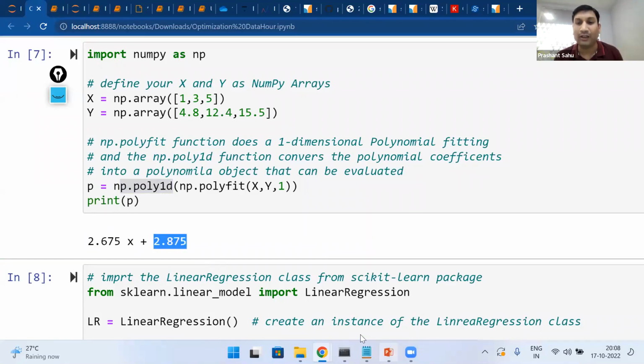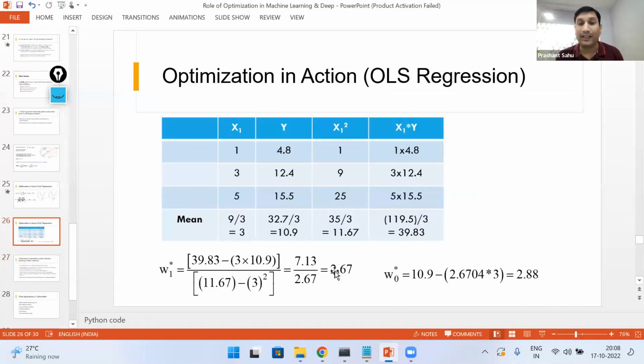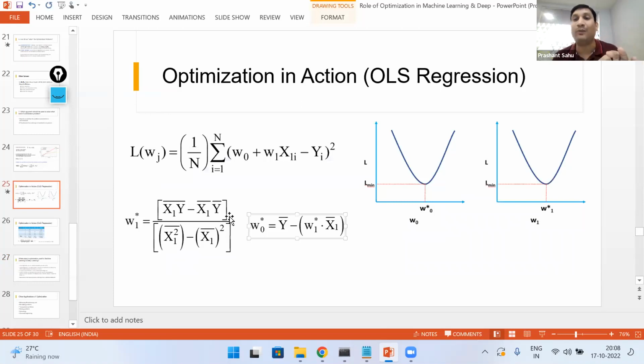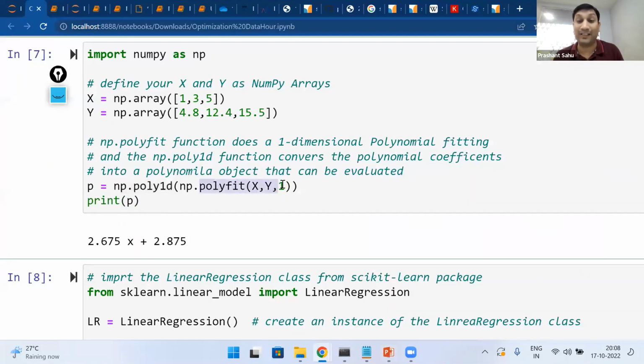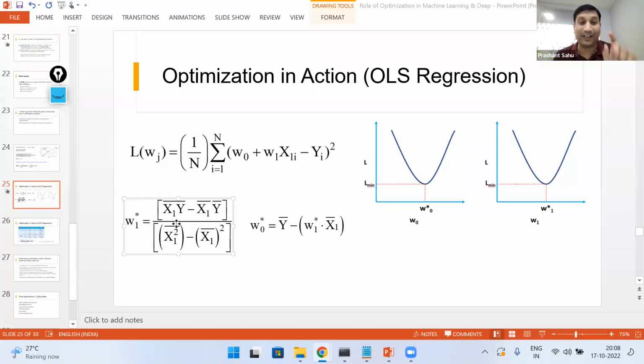Can I go back to the slide? 2.67 and 2.88. Perfect. It matches exactly. What does that mean? This is the exact equation being used by this function. I'm telling you the exact equation being used. Most people don't know what equation is being used behind the scenes.